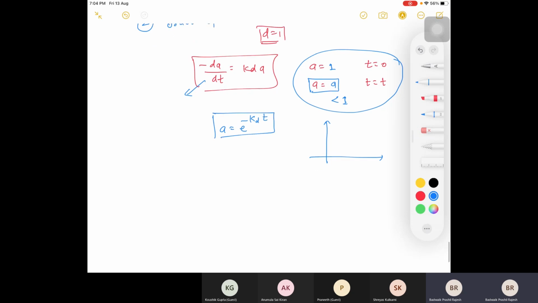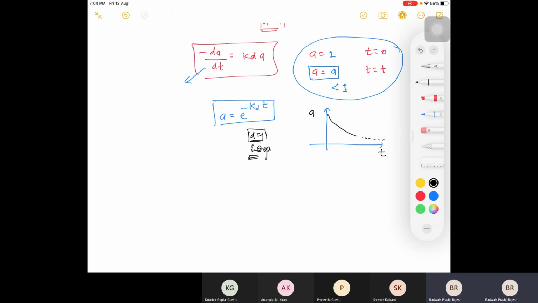Right, now you can draw the graph of this for d equal to 1. Okay, and you need to keep this in mind: please don't remember these equations. Whenever I'm giving you conditions, based on that you need to derive. So this curve will be like this, an exponential decrease.